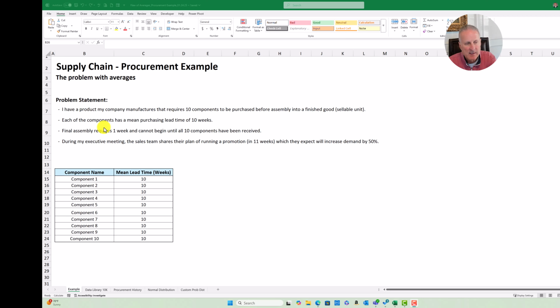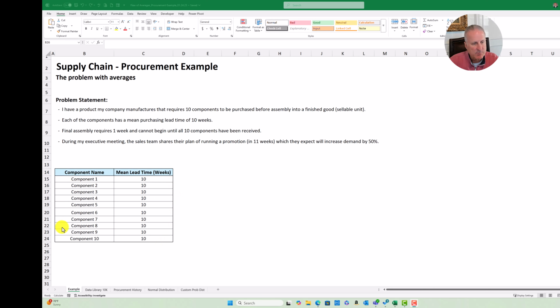So during my executive meeting this morning, the sales team shared their plan of a promotion that they want to have in 11 weeks, and they expect that that's going to increase demand by 50%. And the question is, can we, in supply chain, support this increased demand? So how do we take a look at this? Here's what we're going to do.